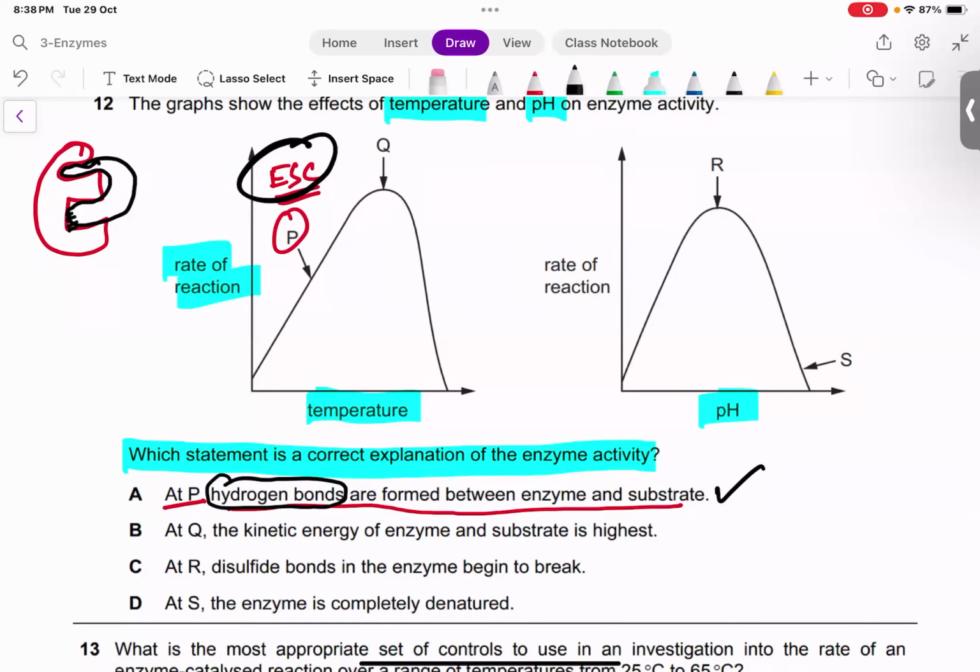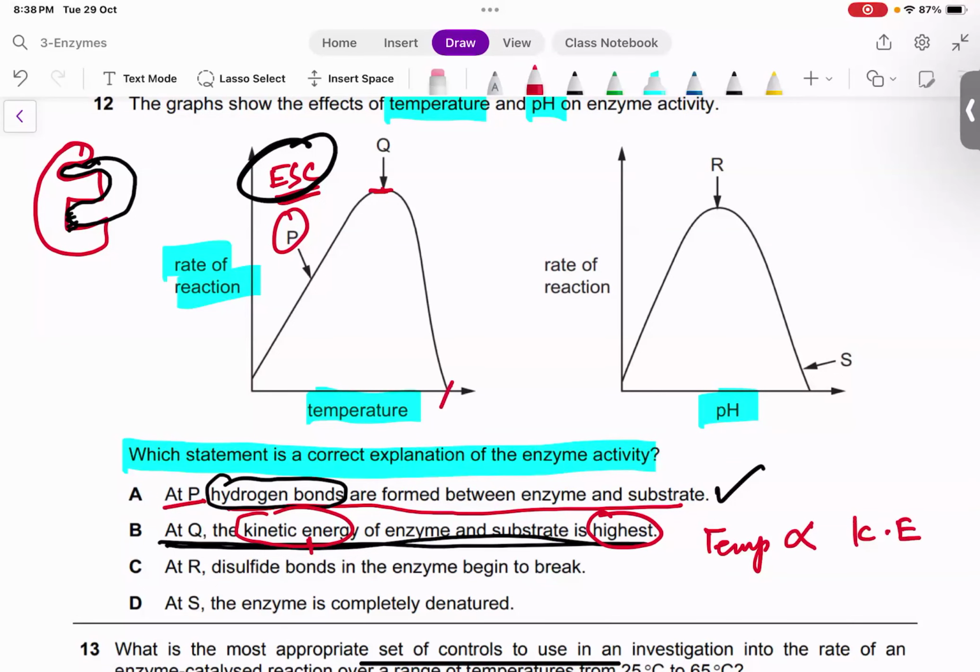At Q, the kinetic energy of enzymes and substrate is the highest. This is the most challenging part for many of the students. They think that as there is the maximum rate of enzyme action at Q, it should be the highest kinetic energy here, but that's not the case. Kinetic energy is proportional to the temperature. Where temperature is the max, the kinetic energy will be the max. So temperature is max at this point, and this should be the max kinetic energy at this point.